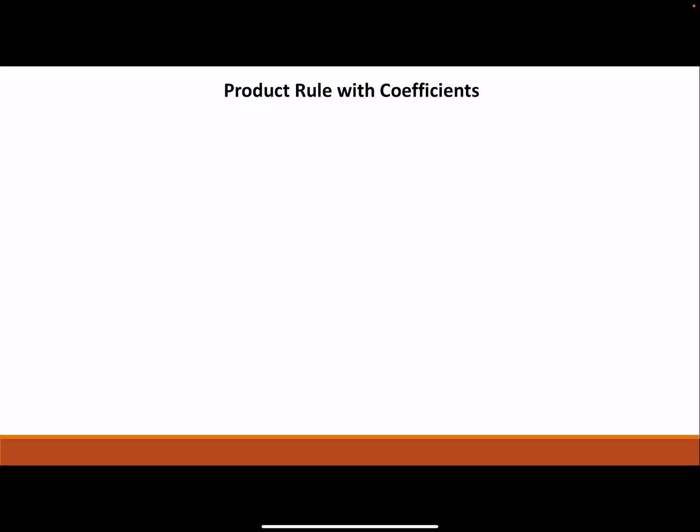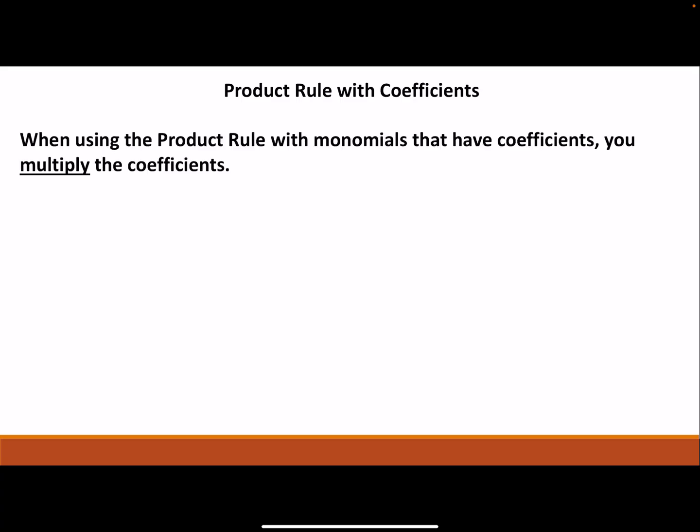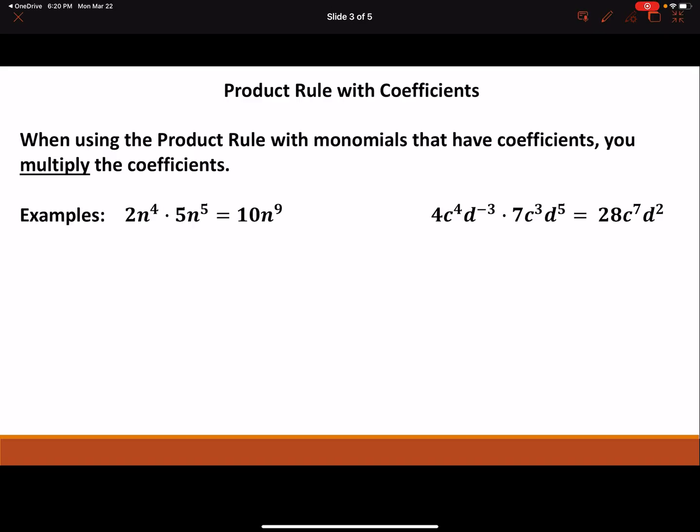Product rule with coefficients. If you'll remember, the coefficient is the number, or if there's not a number, it's understood to be 1, out in front of the variables that may have exponents. When using the product rule with monomials that have coefficients, you multiply the coefficients. Now, look at the examples here. When we say coefficient, we're talking about those number values.